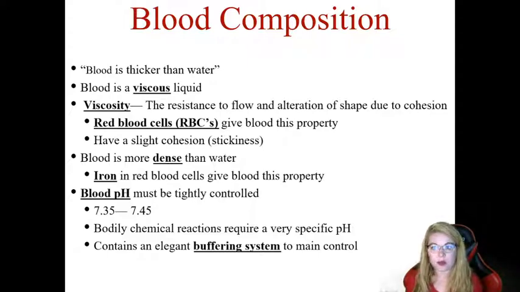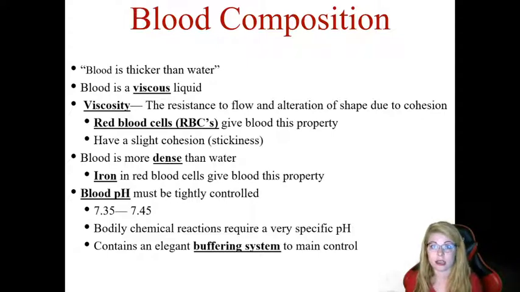Additionally, as we said, the blood pH must be tightly controlled, maintaining that homeostasis in our bodies. The ideal set point for blood is 7.35 to 7.45. Anything outside of that is very dangerous to the human body, and tissues and organs do not function properly if you fall out of that range.